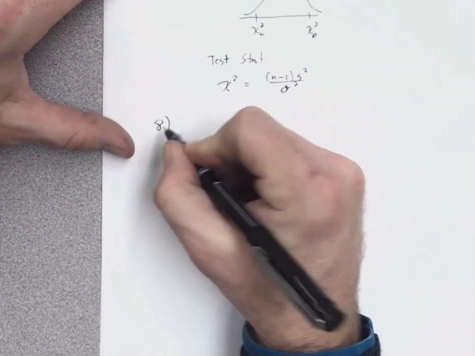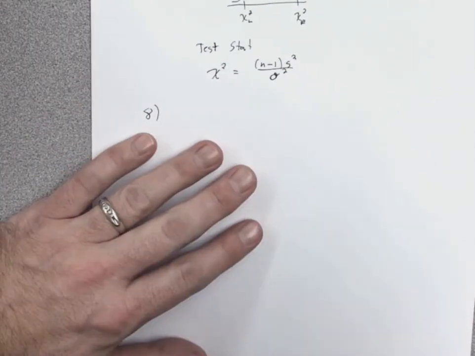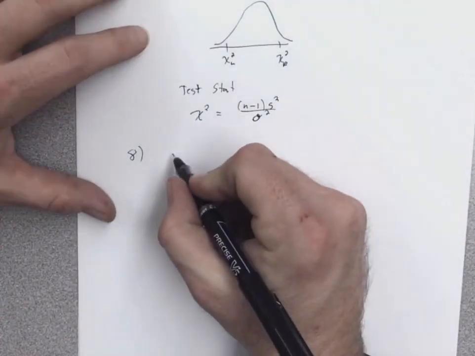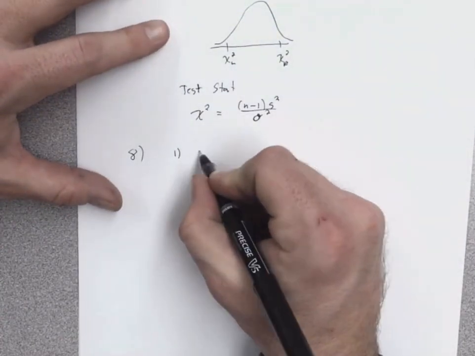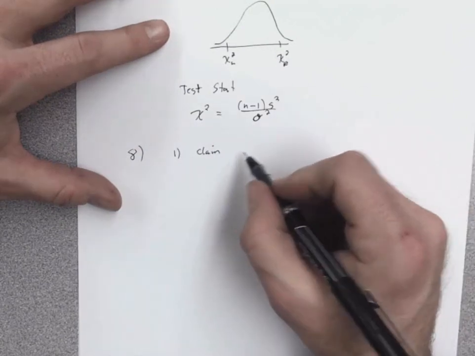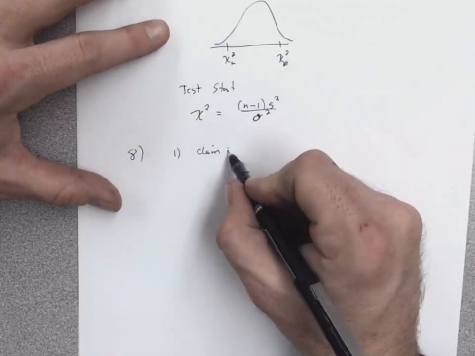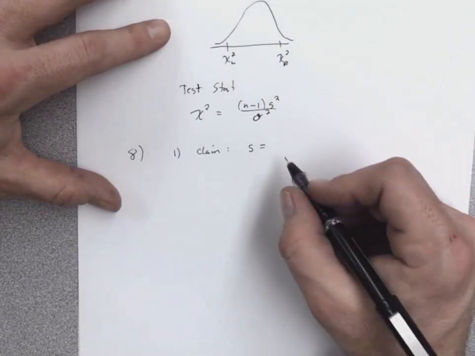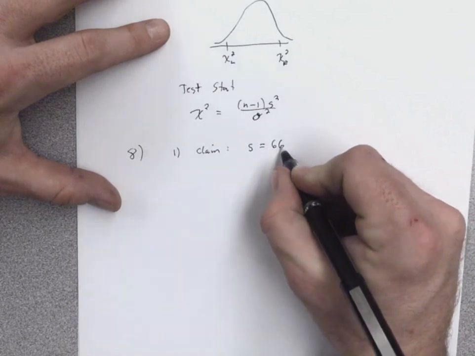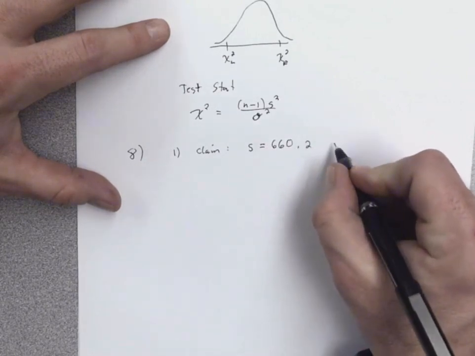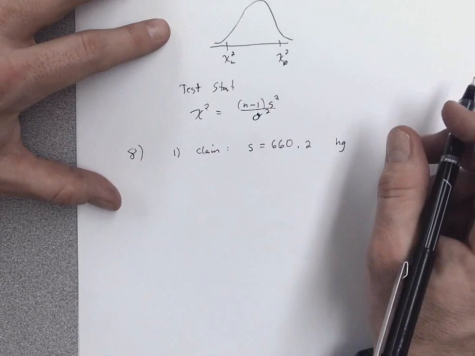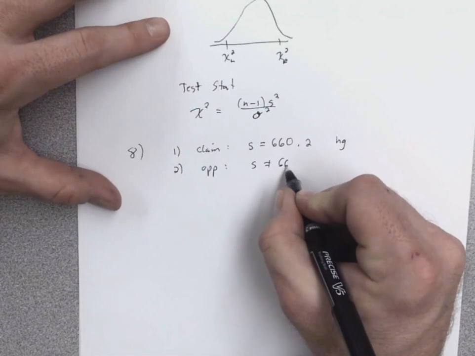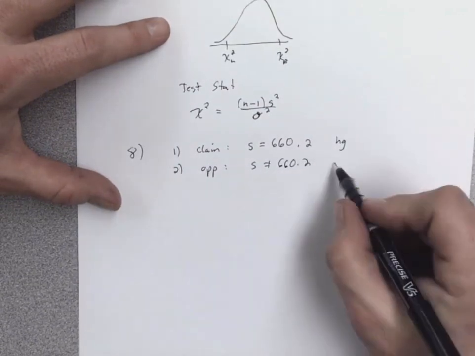Number 1 is our claim. The claim is about equality. They said that the girls' standard deviation is equal to the boys', and the boys' standard deviation is 660.2. So number 2, the opposite is that sigma is not equal to 660.2. Since it's not equal, we're talking about a two-tailed situation.